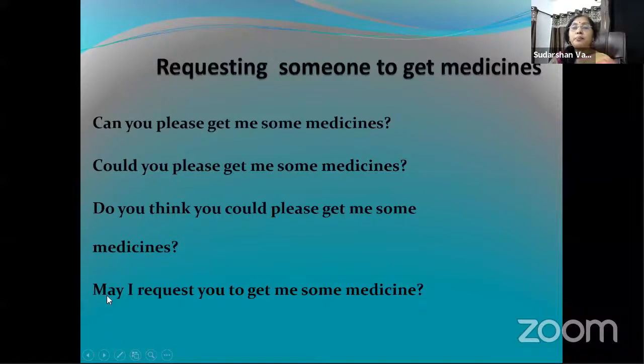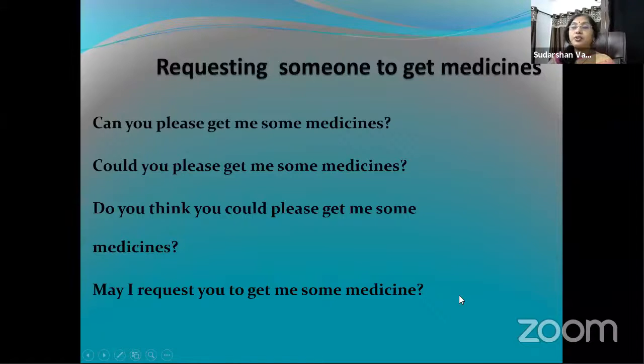You could. May I request? May. Modal auxiliary. Subject. And then the verb. You to get some medicine. Can you please get me some medicines? Please read along with me. Could you please get me some medicines? Do you think you can get me some medicines? May I request you to get me some medicine? Look at these.